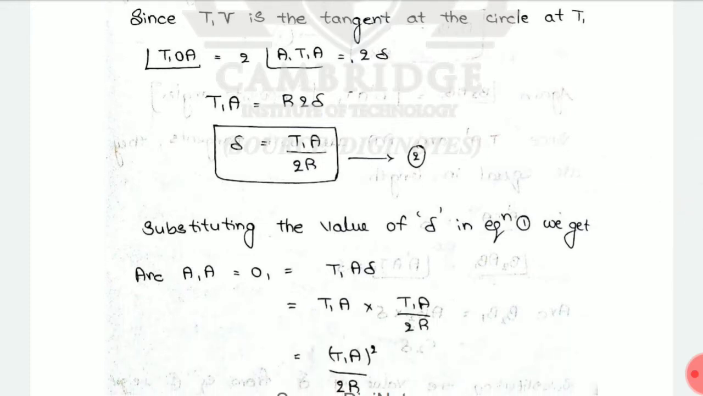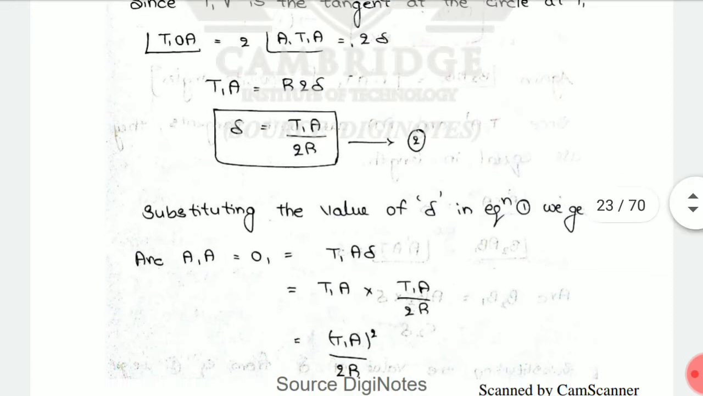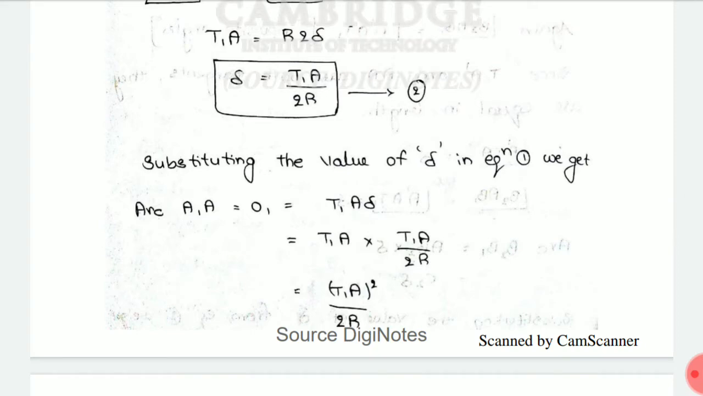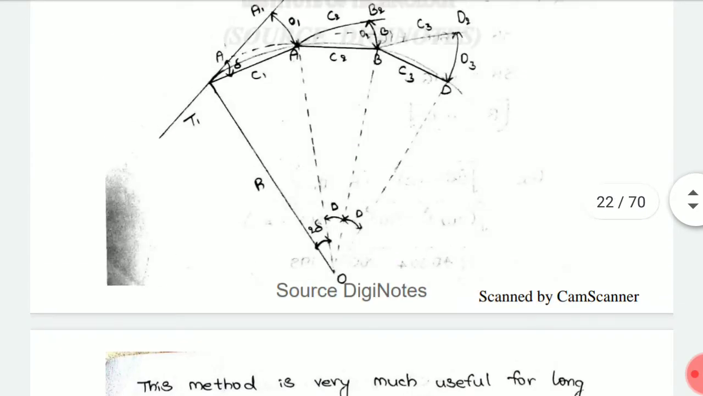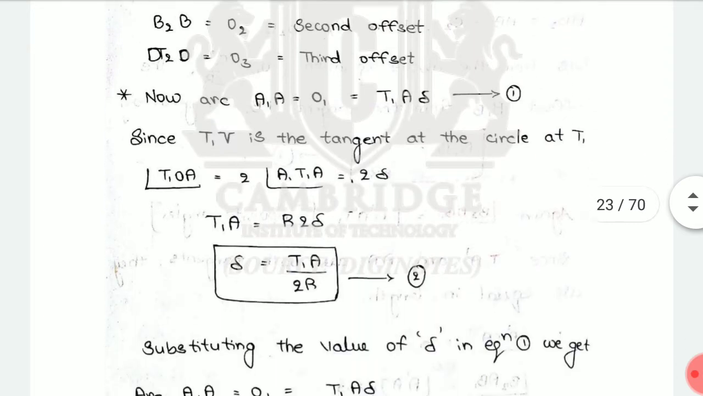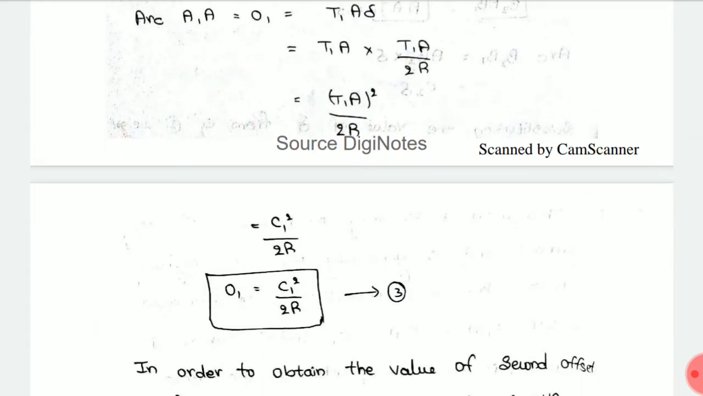So I have got the equation for the deflection angle for the first subchord, not for the deflection angle of the curve. Substituting the value of delta, arc A1A, the first offset O1, is T1A into delta. T1A into T1A by 2R is T1A square by 2R. T1A is the first subchord, small c1, so O1 is c1 square by 2R.